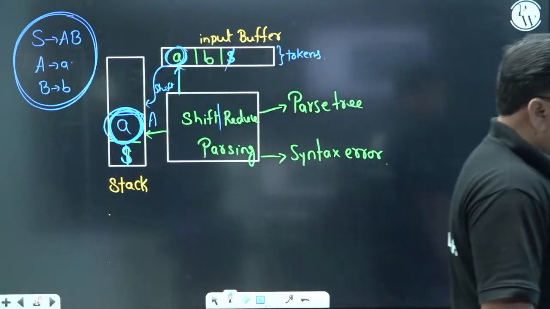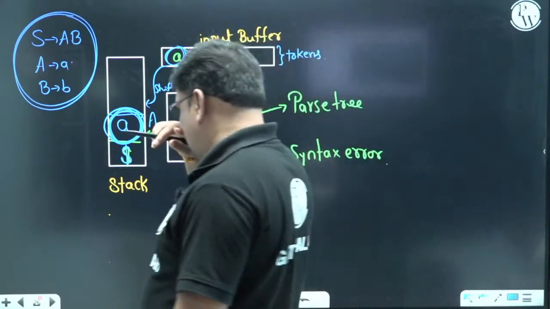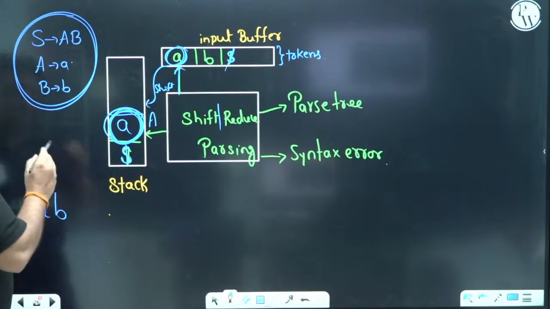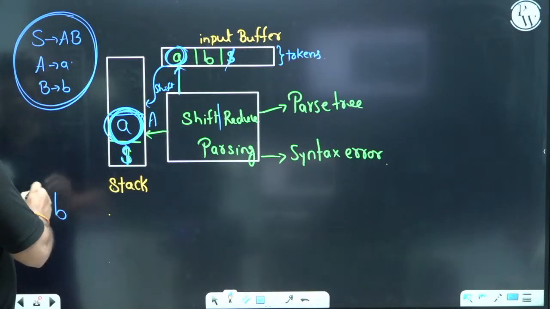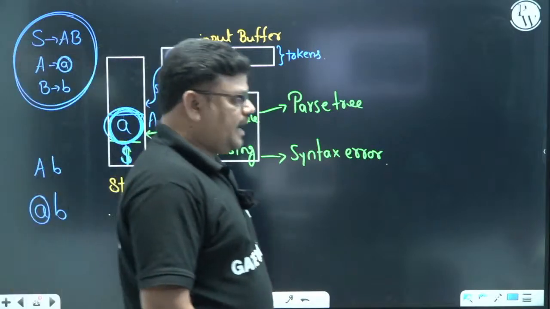Small a is handle or not? Let us perform manually. A, B is my input. First, A is handle replaced. A is handle, no? Matching. Yes, A is handle.